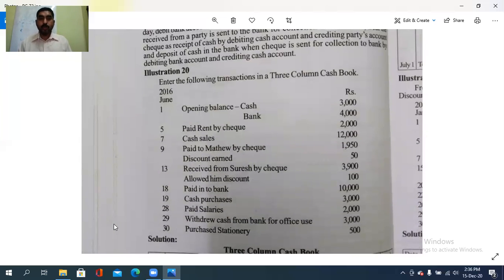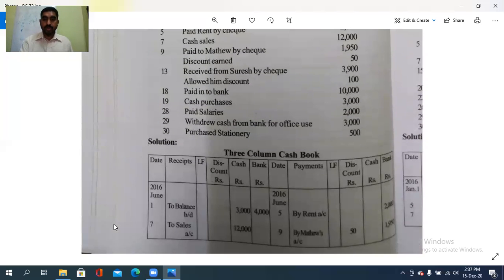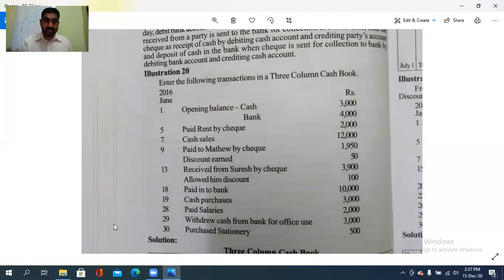Then paid to Matthew by check and discount earned 50. So paid to Matthew. Matthew is getting that money, isn't it? By check. So Matthew debtor to bank to discount received, isn't it? So by Matthew, 50 in the discount column, that is discount received, and in the bank column, how much? 1,950.